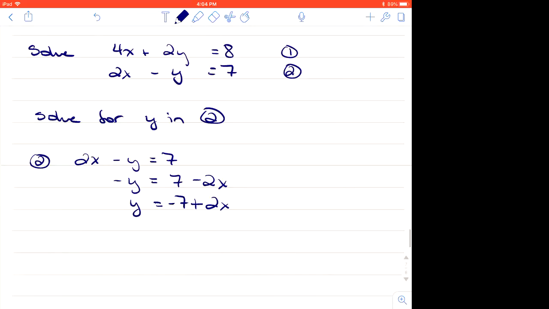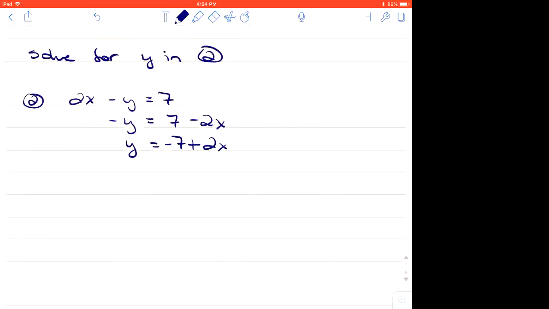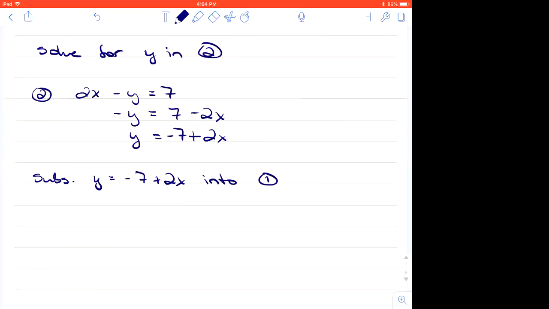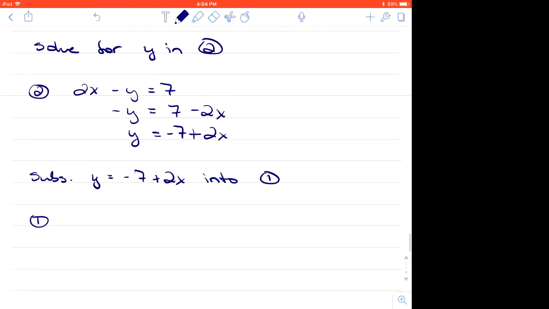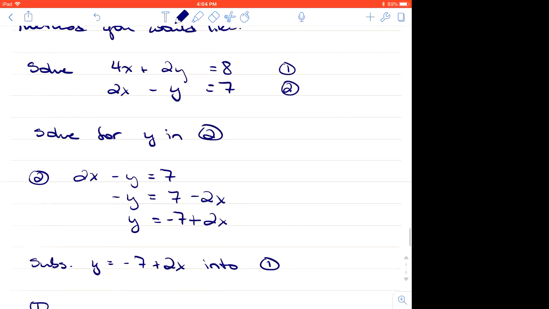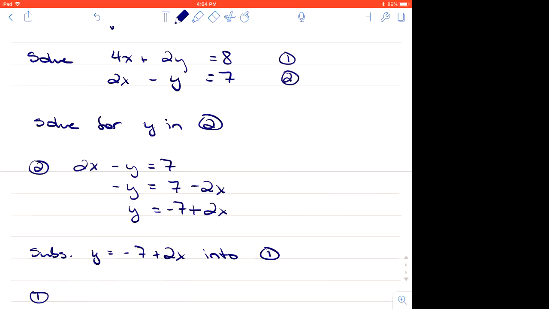Great. So now, my second step, I'm going to substitute y equals negative 7 plus 2x into equation 1, right? We have to do it into equation 1. Putting it back into equation 2 doesn't really make sense, right? We got it out of equation 2, so now we have to put it into equation 1. Equation 1 was what? 4x plus 2y equals 8.